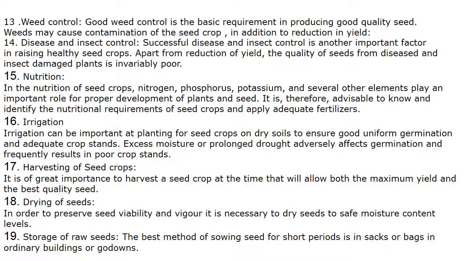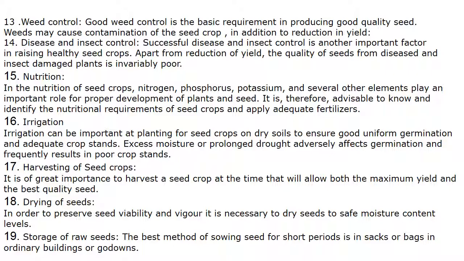Nutrition. In the nutrition of seed crops, nitrogen, phosphorus, potassium and several other elements play an important role for proper development of plants and seed. It is therefore advisable to know and identify the nutritional requirement of seed crops and apply adequate fertilizers. Irrigation. It can be important at planting for seed crops on dry soils to ensure good uniform germination and adequate crop stands. Excess moisture or prolonged drought adversely affects germination and frequently results in poor crop stand.